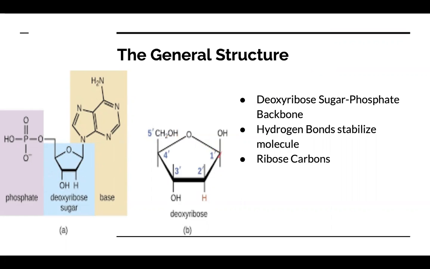The sugar also has a carbon ring, where the 1' carbon attaches to the nitrogenous base right here. The 2' carbon distinguishes the DNA molecule from the RNA molecule by only having an H bonded to it, whereas the RNA molecule has an OH. The 3' carbon bonds next to the 5' carbon, to which a phosphate group is bonded, where you can see over here.